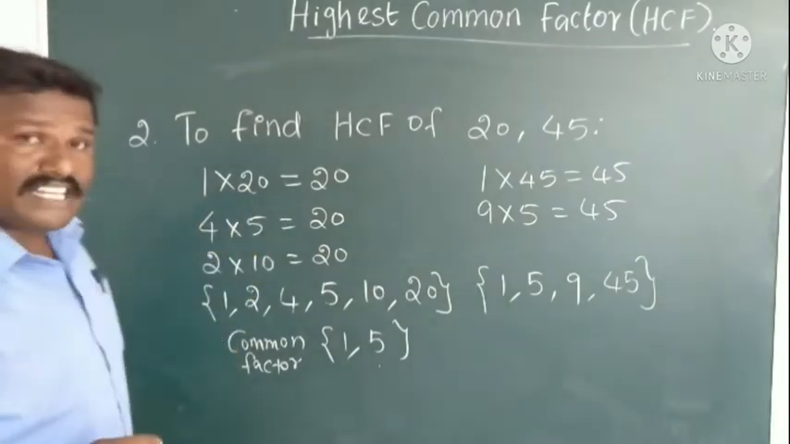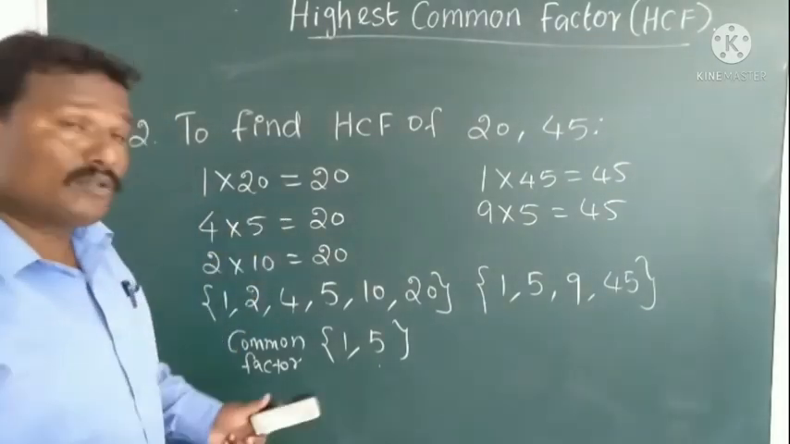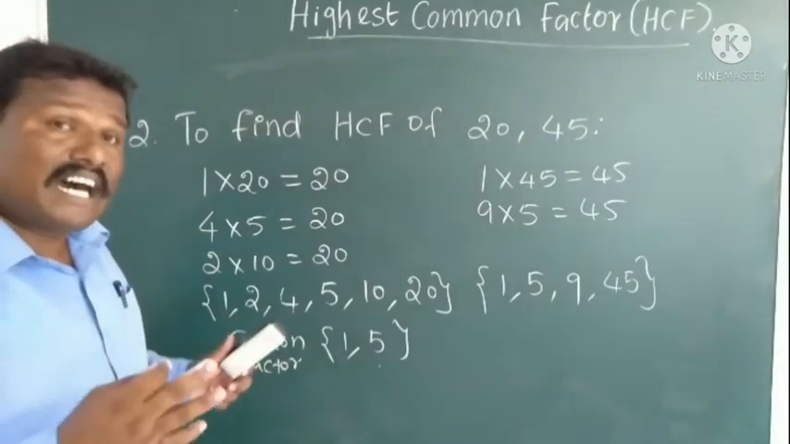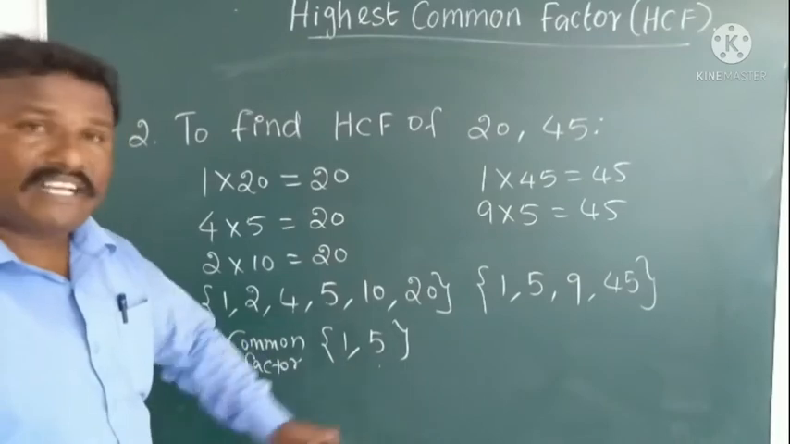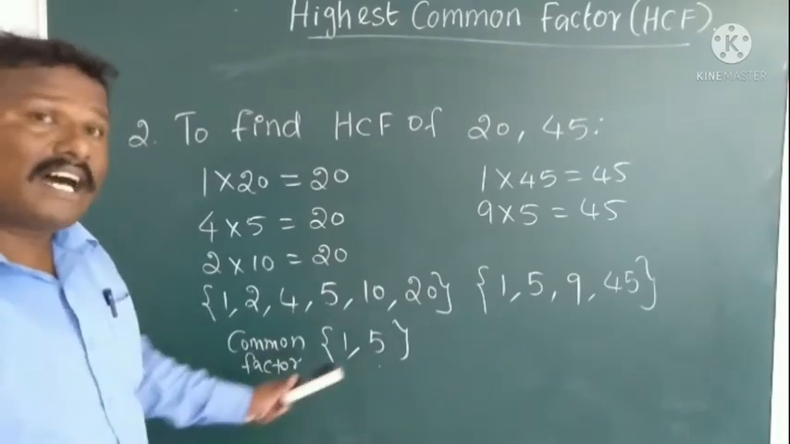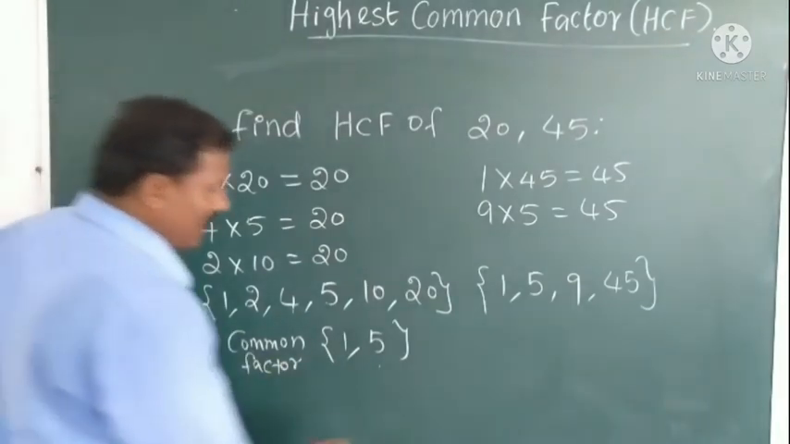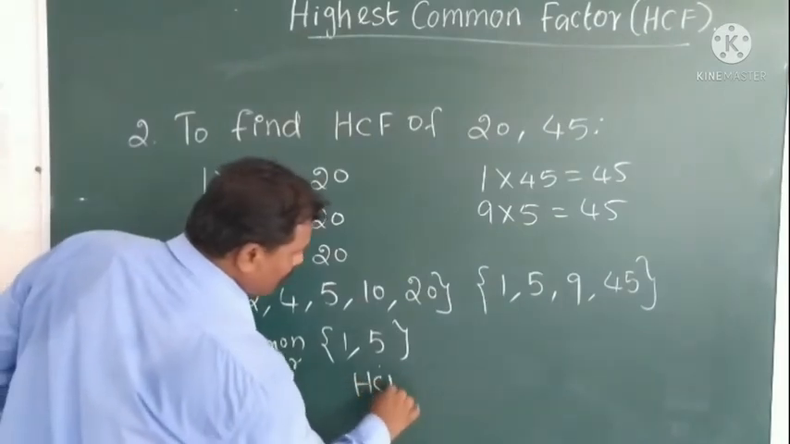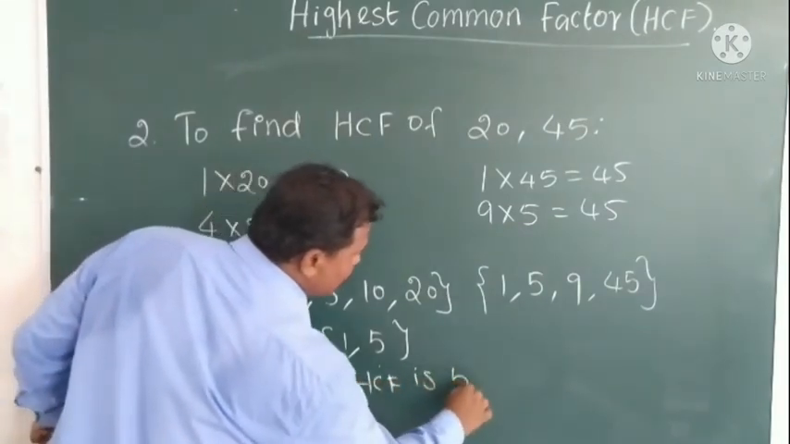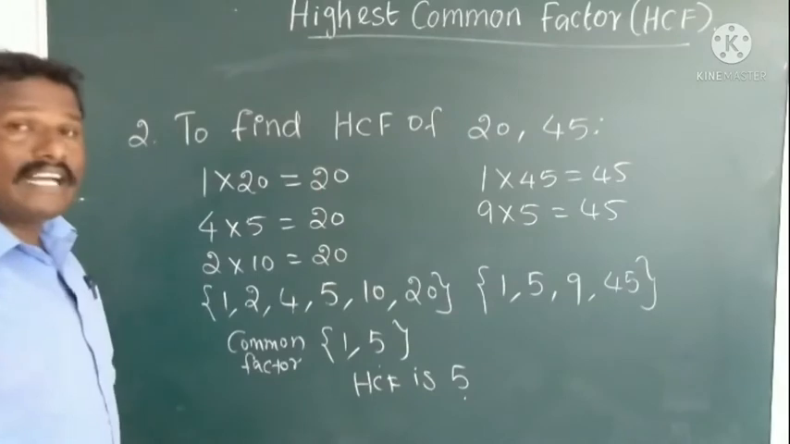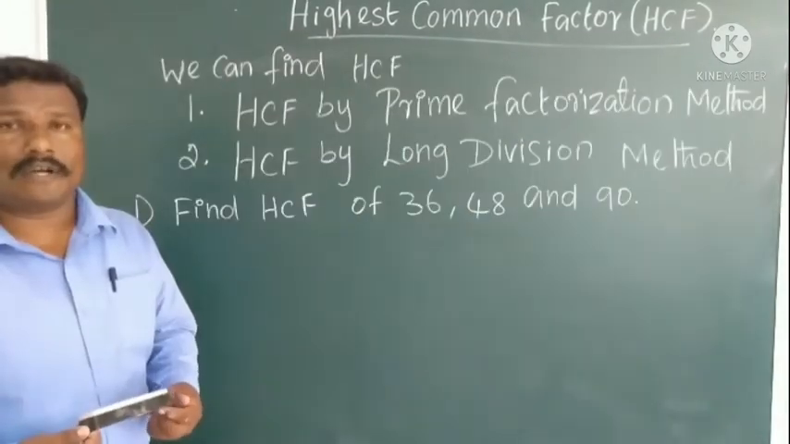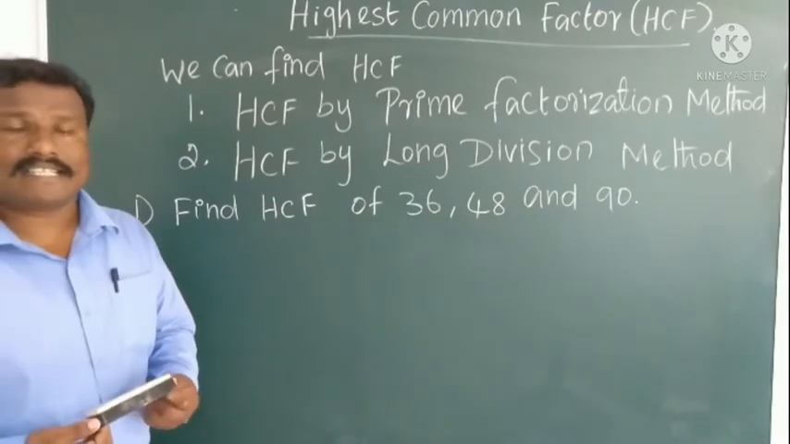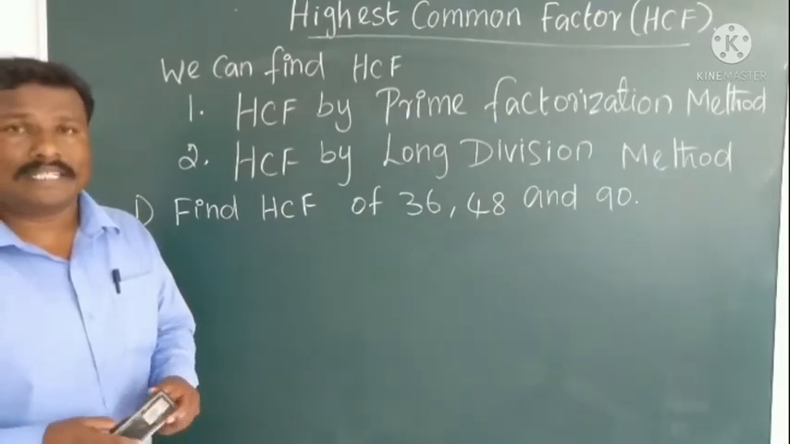Okay, now second step done. Now third step, we have to identify which is the highest number in the common factors. Comparing 1 and 5, 5 is the highest number. So it's the highest common factor. HCF is 5. 5 is the highest common factor. We have taught how to find the highest common factor. I told you three steps.